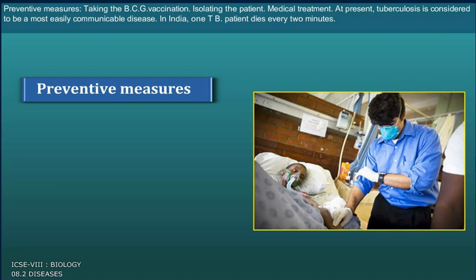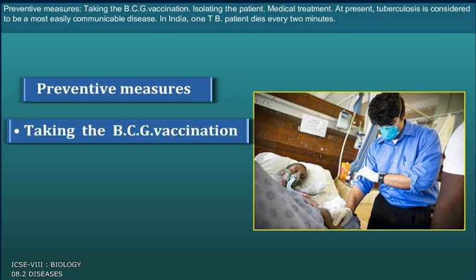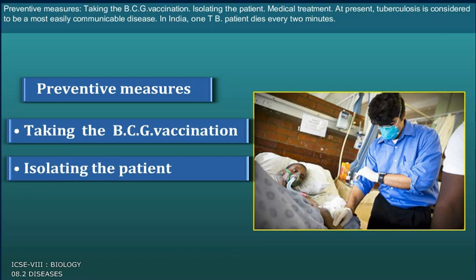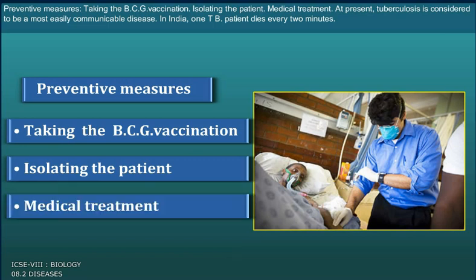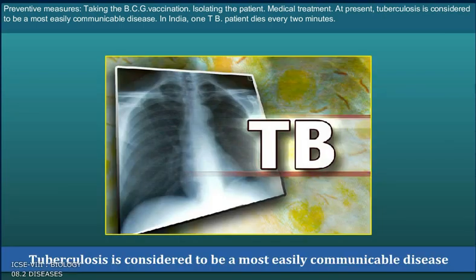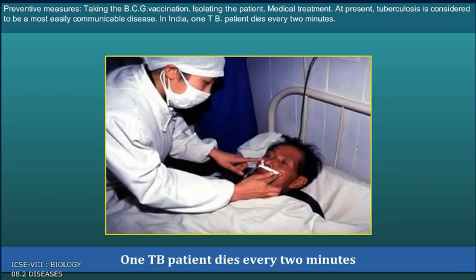Preventive measures: taking the BCG vaccination, isolating the patient. Medical treatment: at present, tuberculosis is considered to be the most easily communicable disease. In India, one TB patient dies every 2 minutes.